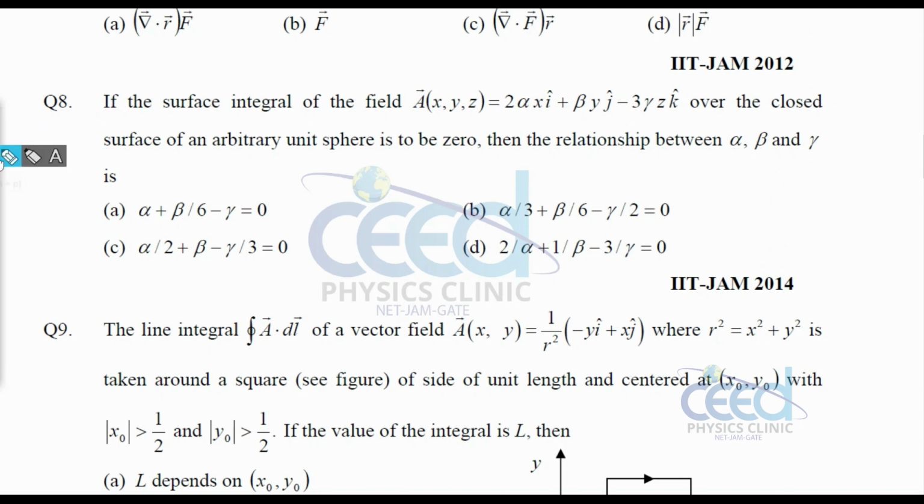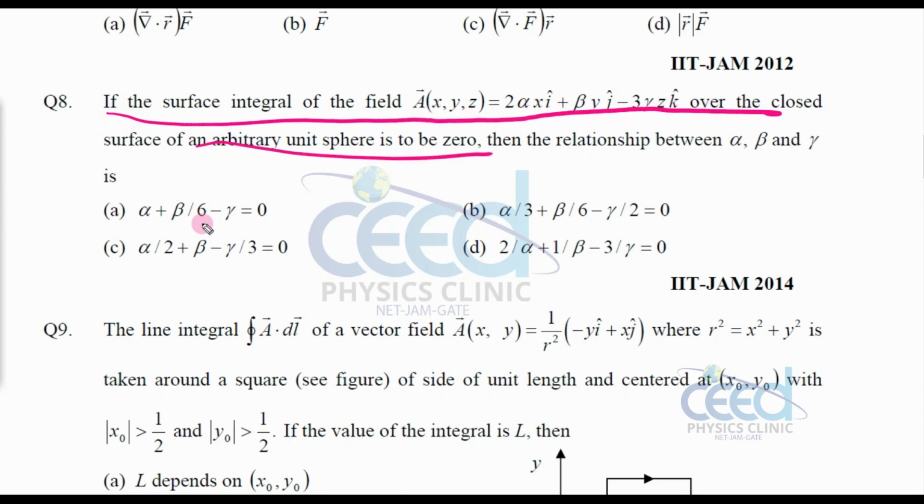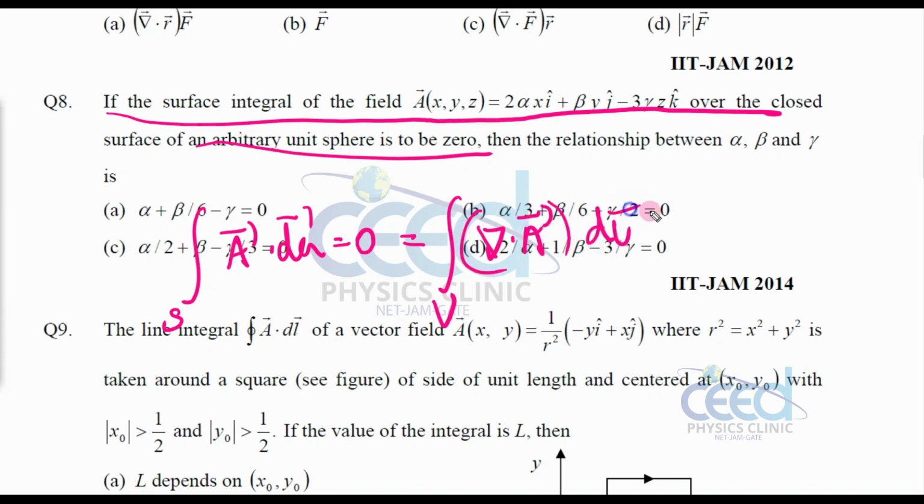So here the surface integral is given as 0, right? So that means let me write the surface integral of A dot dA is equal to 0. The surface integral we can convert into a volume integral using the divergence theorem, that is the volume integral of div A dot dτ is equal to 0. So this and this are equal by the divergence theorem.